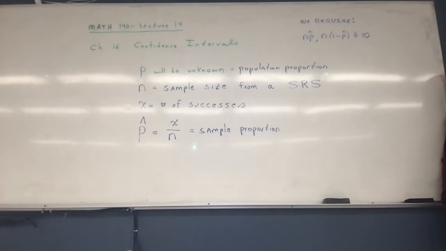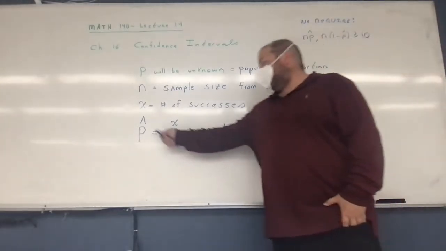Everything you need is on the board. What is n p hat? Do the math. The sample proportion from the SRS. No. Sample size times sample proportion. So what does that give us? That's on the board. You don't need to look at any words, it's all the math. What is n times p hat? N times p hat is just x.